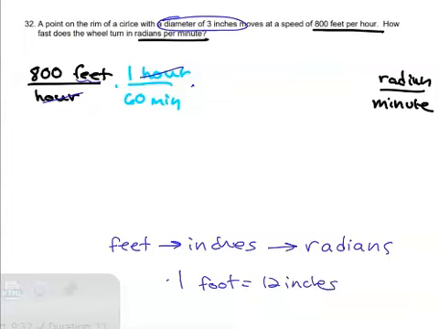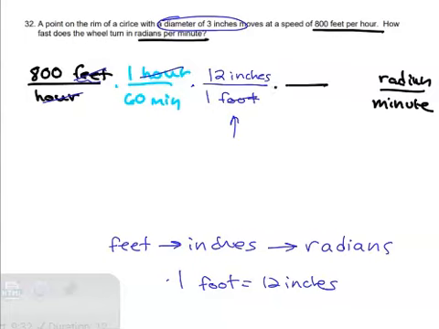So I'm going to put feet on the bottom. Feet, foot, same thing. Just one is plural. 1 foot is equal to 12 inches. So again, basically I just multiplied by 1. 12 inches over 1 foot is the same as multiplying by 1. But now I'm left with inches. Okay, and that's going to help me because they gave me the diameter in inches.